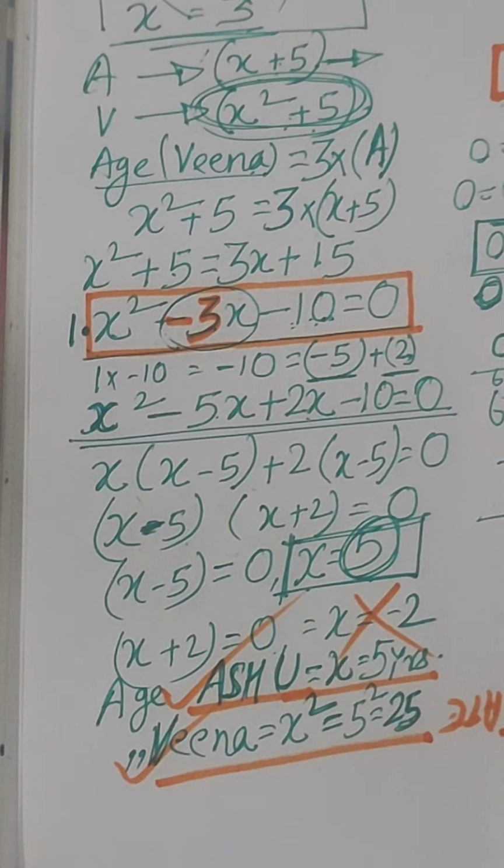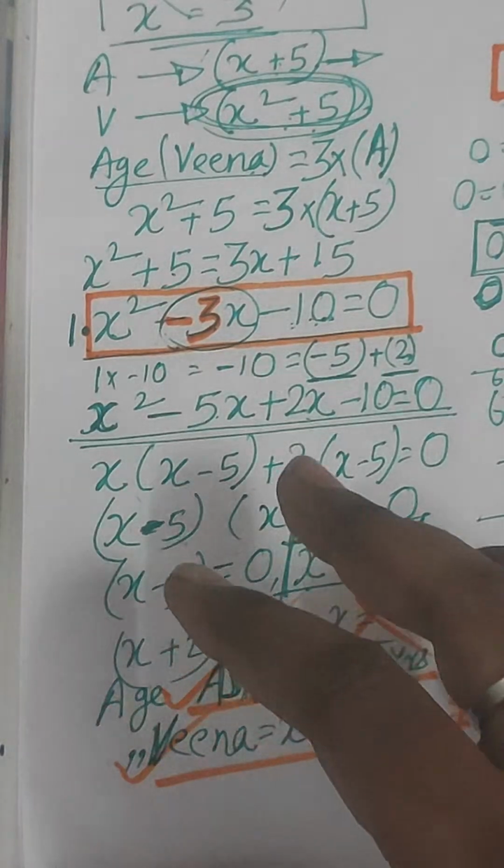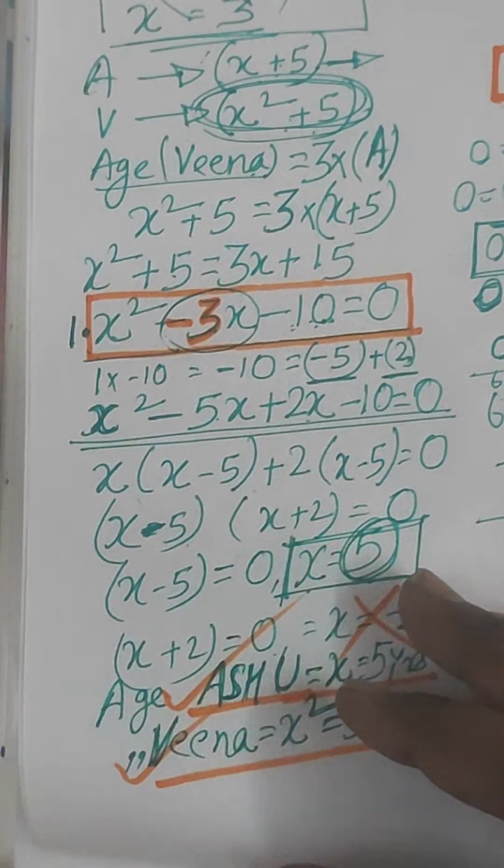The hypotenuse of a right angle triangle is 3 root 10 centimeters, right? Let me turn the page.